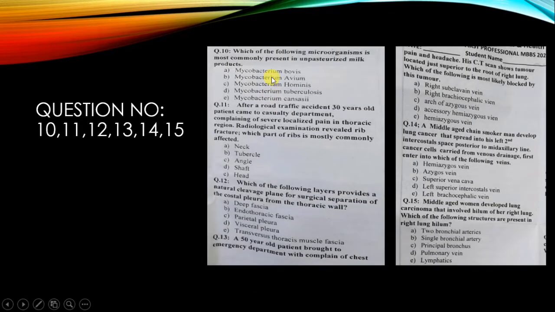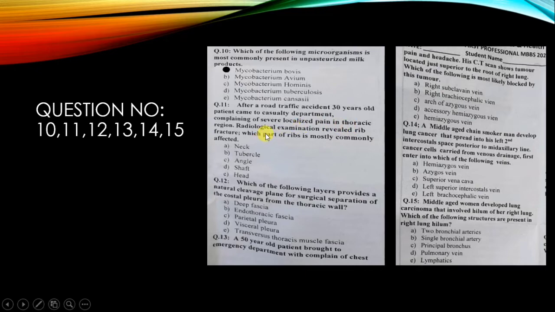Moving to question number 10: which of the following microorganisms is most commonly present in unpasteurized milk products? Mycobacterium bovis, Mycobacterium avium, Mycobacterium hominis, Mycobacterium tuberculosis, or Mycobacterium kansasii. It is Mycobacterium bovis.